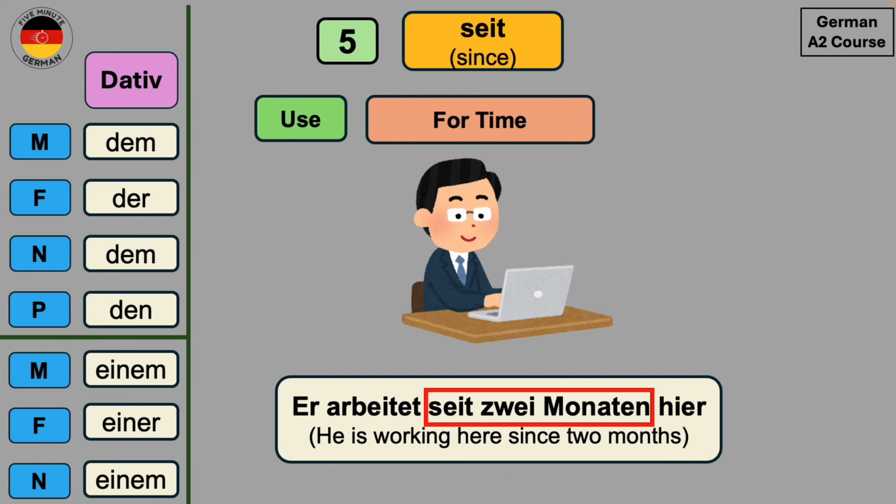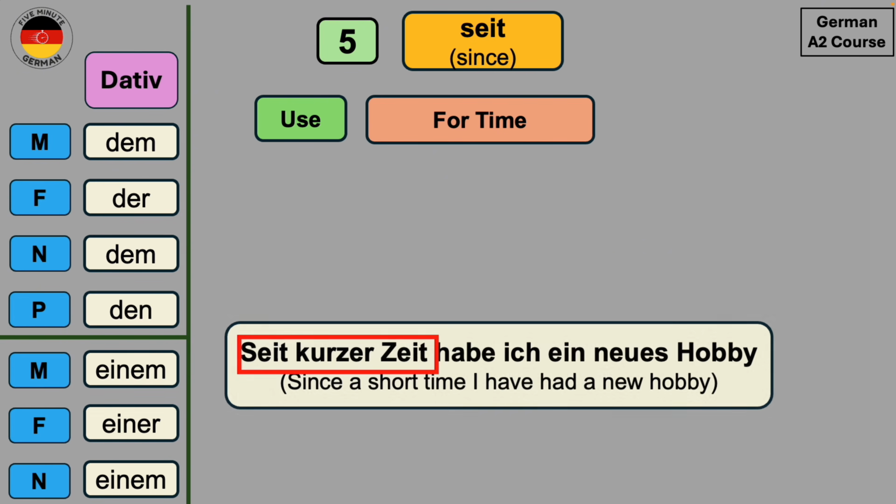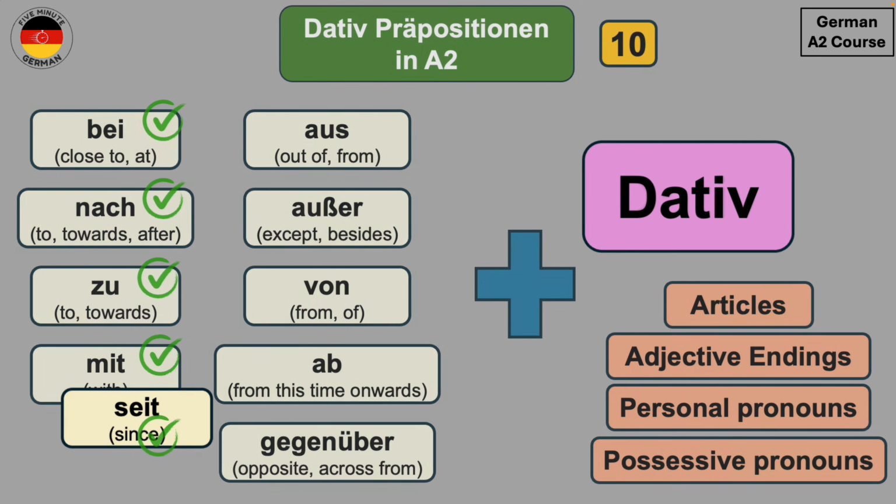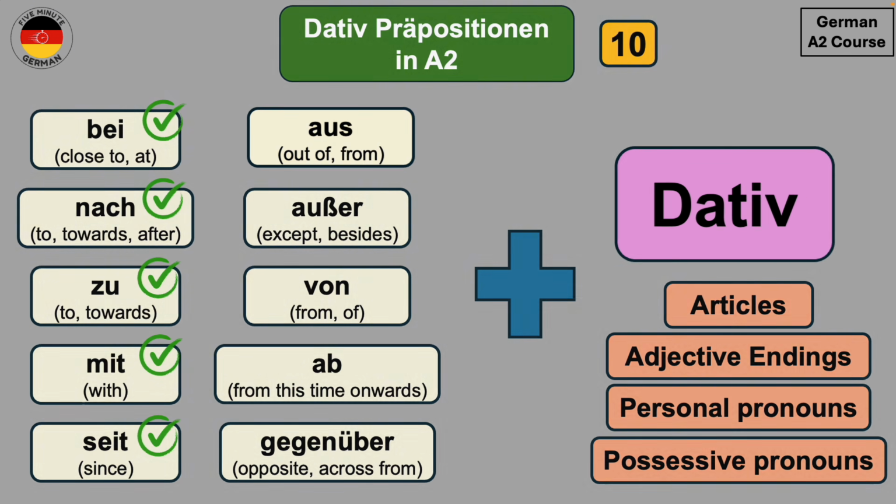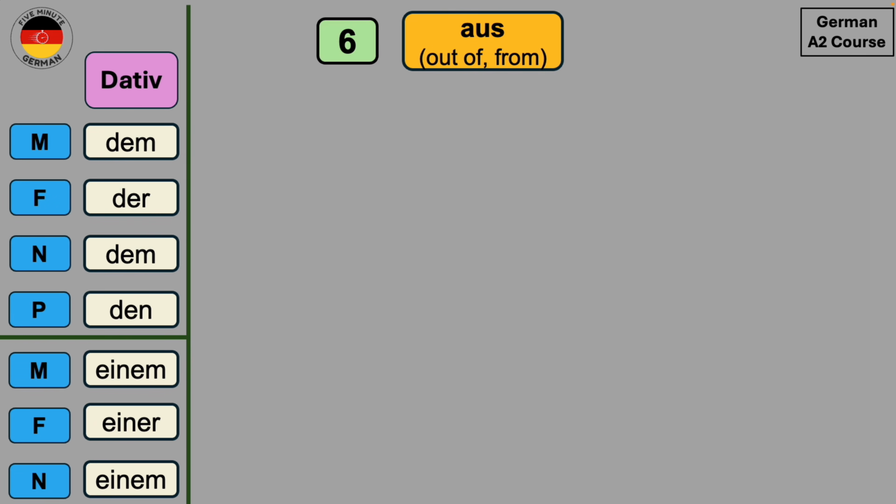Now if you have started something recently, then you can also use seit. For example, seit kurzer Zeit habe ich ein neues Hobby. Since a short time or recently, I have had a new hobby. So these are different ways on how you can use seit. Now let's go to the next preposition, which is aus, which means out of or from.